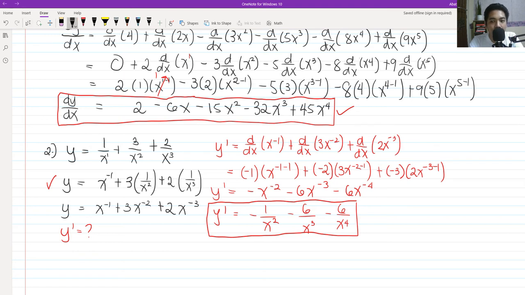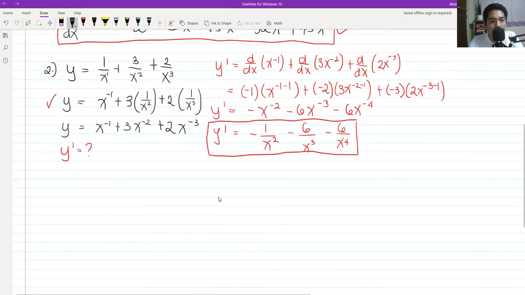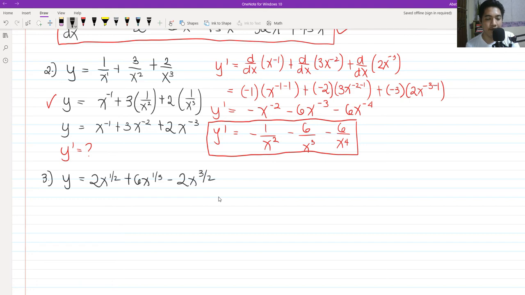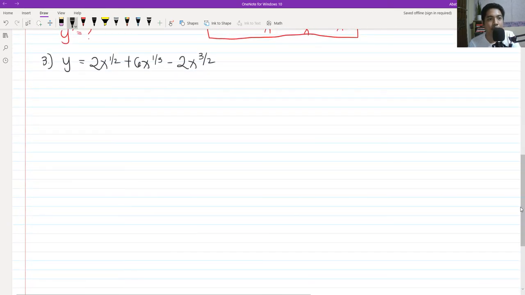Okay, let's go now to number 3 problem. So for number 3, we have y equals 2x raised to 1 half plus 6x raised to 1 third minus 2x raised to 3 halves. So we get the derivative of that with respect to x. So we have to get the derivative of y with respect to x, dy all over dx, or simply y prime.